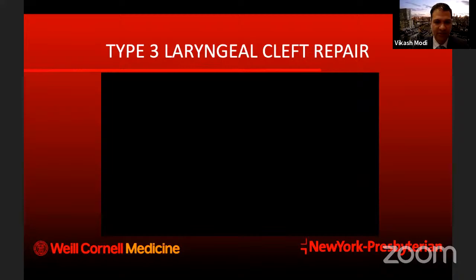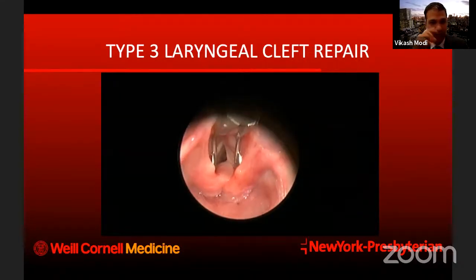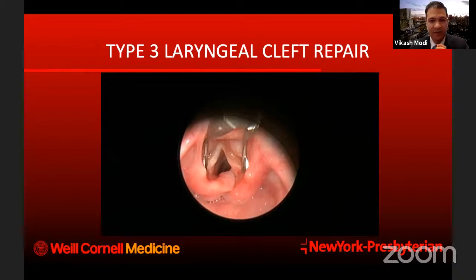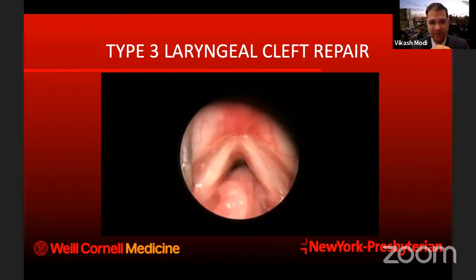Type 3s are quite challenging. So this is a type 3. It was the initial baby I showed you. That was at 7 days of life, but we could not get sutures in because the baby was so small.